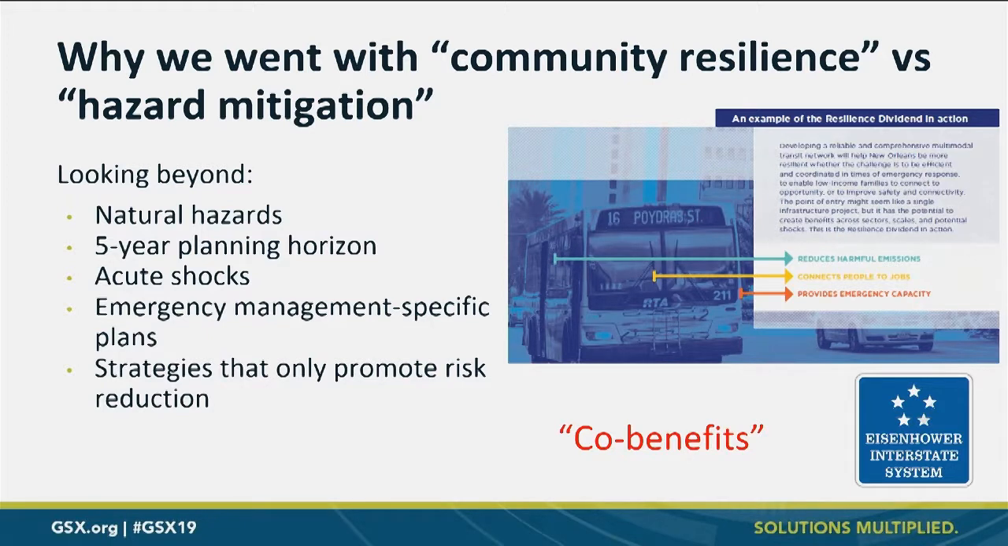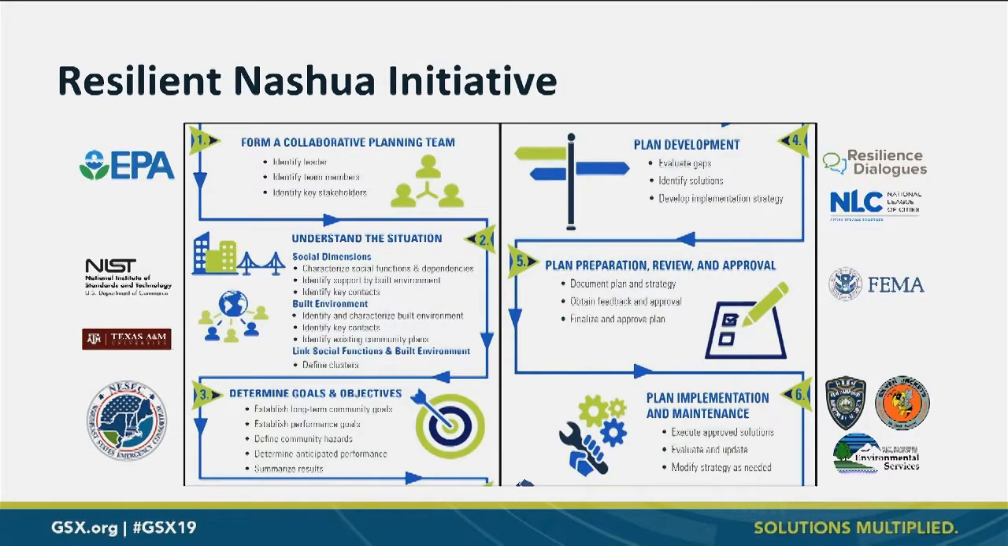But this example of a transit system is really a good look at the resilience dividend in action. The transit system reduces harmful emissions, so it's climate mitigation, it connects people to jobs in the community, but it also serves as an emergency capacity if we needed to evacuate a certain area of the community. So looking at co-benefits was a better way for us to justify investments in the city. Another example is the Eisenhower Interstate System. You look at how that was implemented as really a defense mechanism for the United States, but look at all the economic benefits that it provided across the United States. So when you look at co-benefits, it's an easier way for emergency managers to promote their initiatives.